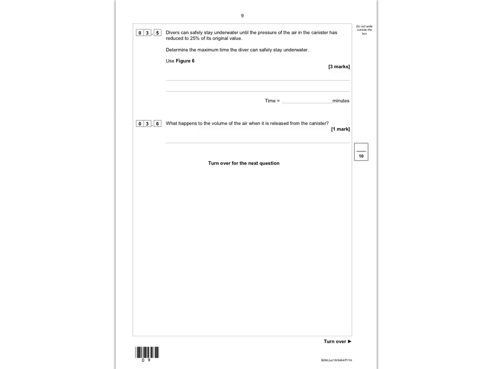3.5 says divers can safely stay underwater until the pressure of the air in the canister has reduced to 25% of its original value. It asks you to determine the maximum time the diver can safely stay underwater. So to be able to do this question, what we really need to do is we need to be able to see the graph. So I'm going to bring the graph into this page here, and then we'll work it out from there.